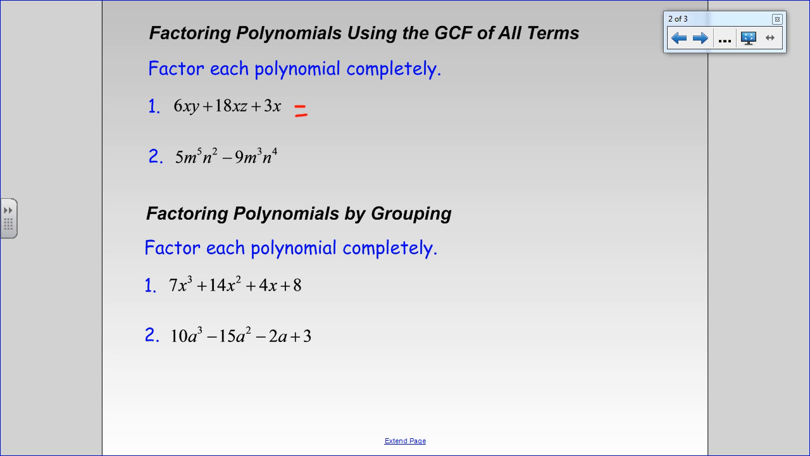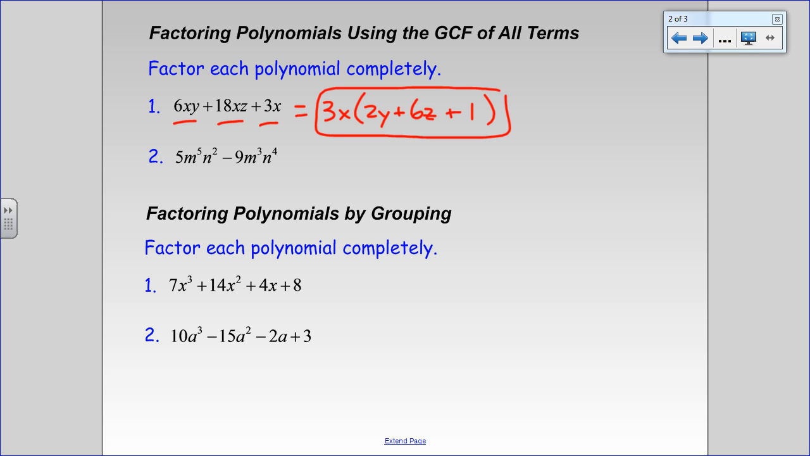So to factor the trinomial, we'll write 3x times the quantity, and then we'll use the distributive rule in reverse. So 3x times 2y would give us our first term of 6xy. And 3x times 6z would give us our second term of 18xz. And finally, 3x times 1 would give us a third term of 3x. So the factorization of our trinomial is 3x times the quantity 2y plus 6z plus 1.